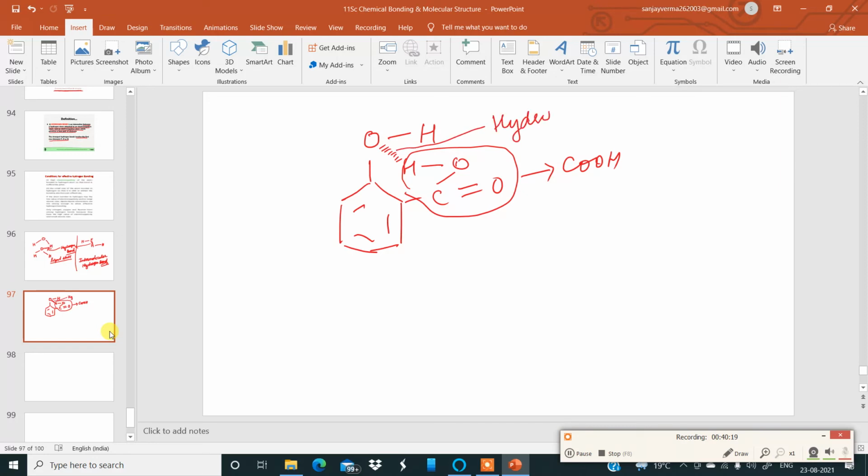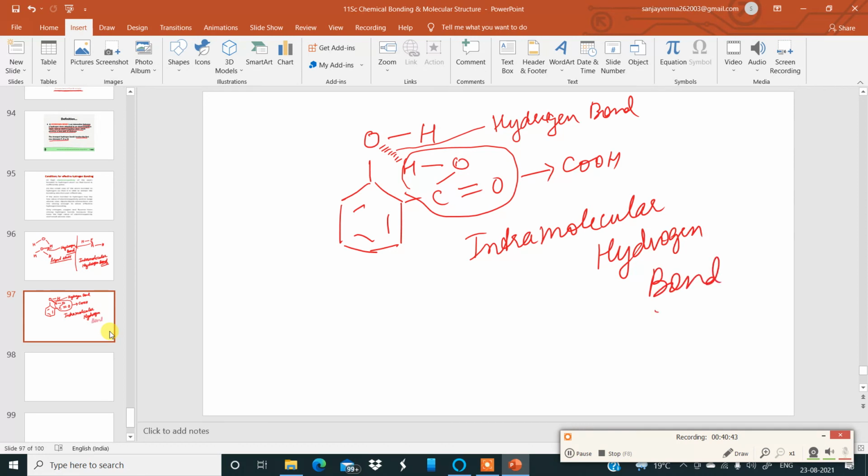When such a hydrogen bond arises within the same molecule, it is called an intramolecular hydrogen bond.